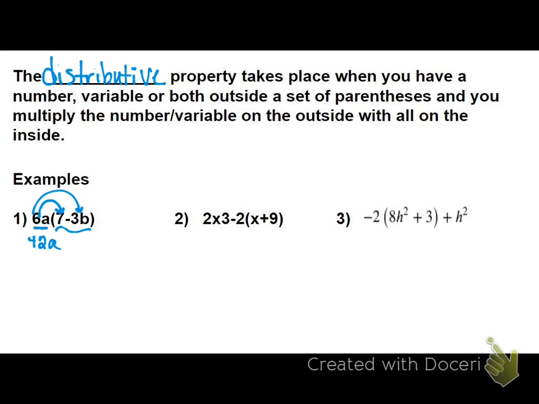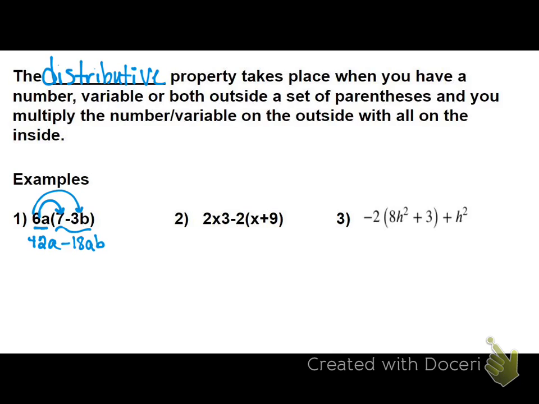Then you're going to take 6a times negative, don't forget to take that sign with it, negative 3b. So what's 6 times negative 3? Negative 18. Now we have to worry about our variables. What's a times b? ab. Can I write them ba? No, because you want them in alphabetical order. So there you distributed.